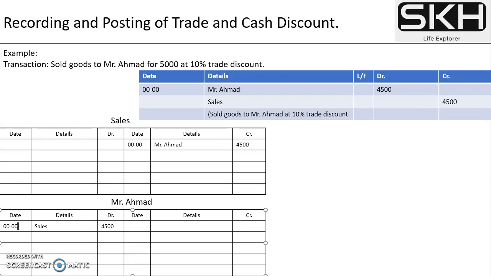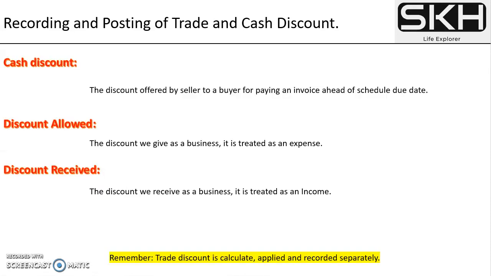If you can, try to record the transaction directly into the ledger, so you don't need to create the journal. Now students, let's move to the second part, which is the cash discount.